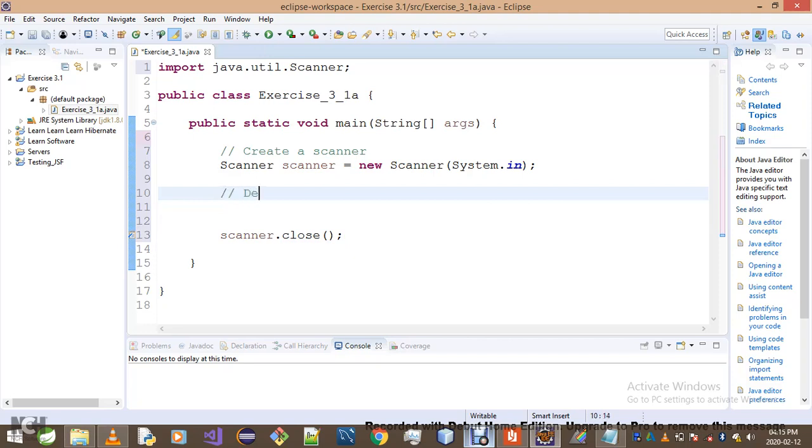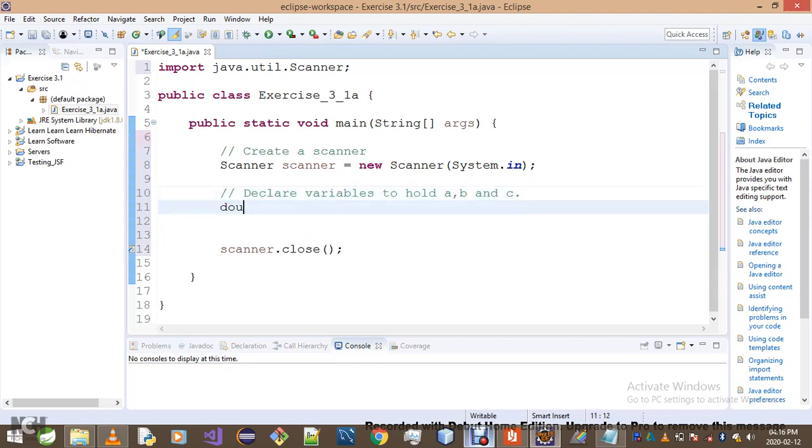Okay, we've got to create a scanner. What we then do, we declare. Again, I'm not bothering myself much about comments. We dealt a lot with comments in my previous chapter. In case you haven't watched it, please do so, Chapter 2 on that same exercise. Textbook. So declare variables to hold A, B, and C. We simply do that by going A, B, C.